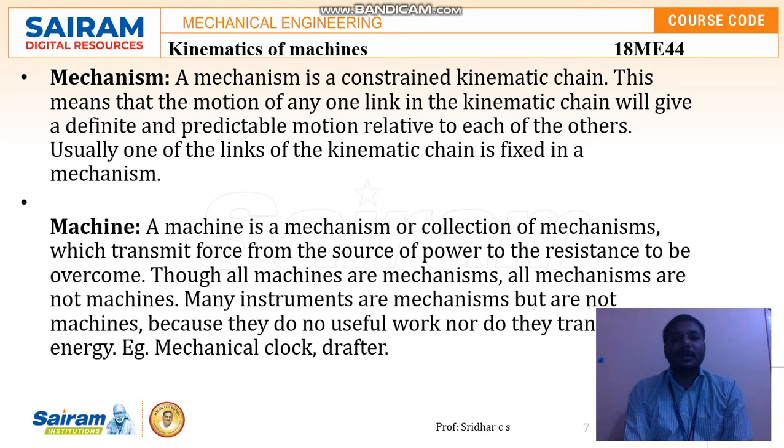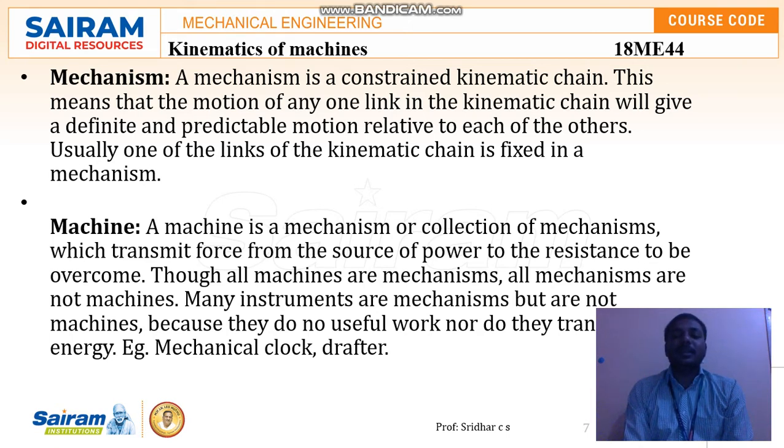So this kinematic chain will have a definite and predictable motion, which gives a particular direction of motion relative to the others. Usually one of the links of the kinematic chain is fixed in the mechanism. A group of links is called a kinematic chain, and a group of kinematic chains is what we call a mechanism. So one link will be fixed in the kinematic chain.